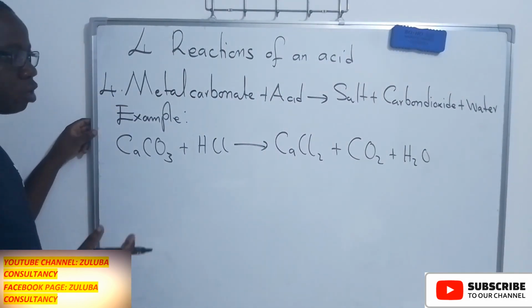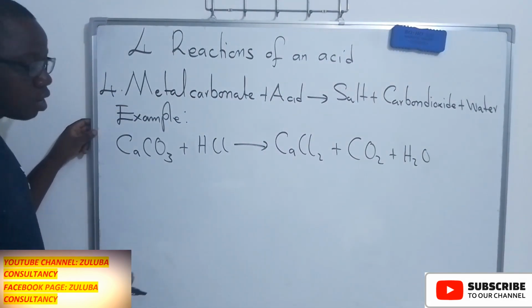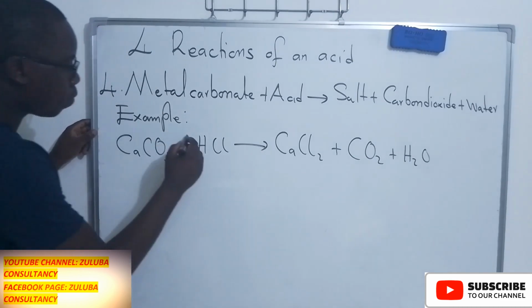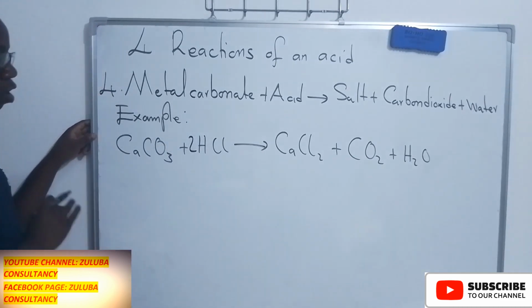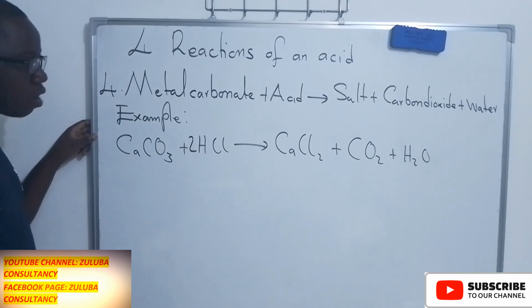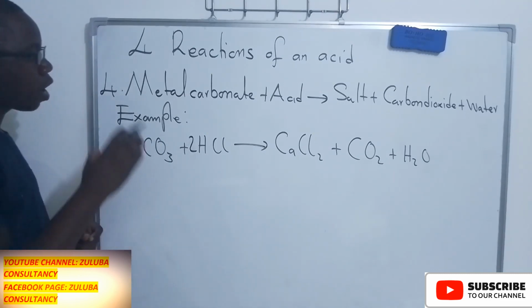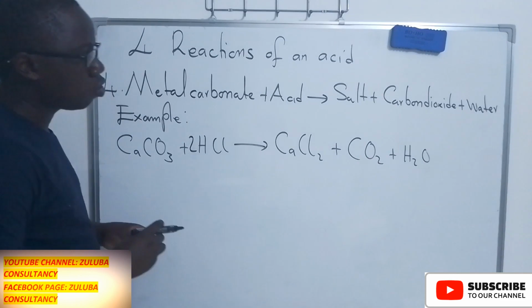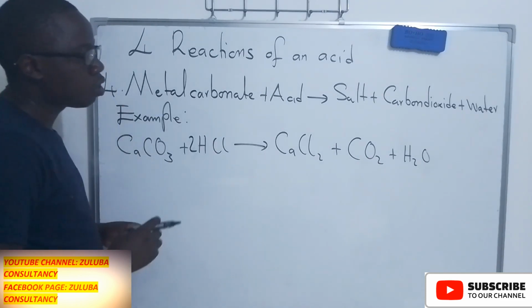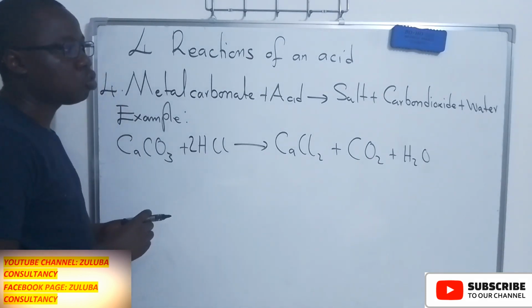The only thing we need to look at is this equation balanced? And when you put a 2 here, then this equation is balanced. So when a metal carbonate reacts with an acid, you always have a salt, carbon dioxide and water.